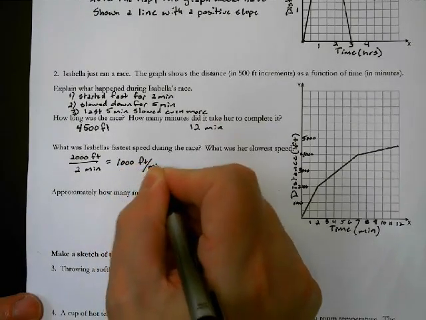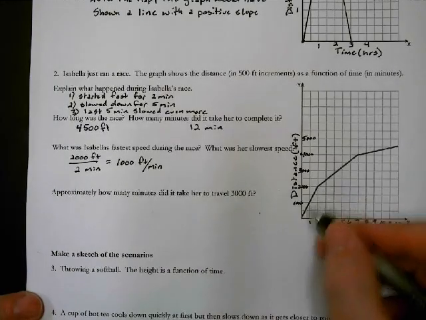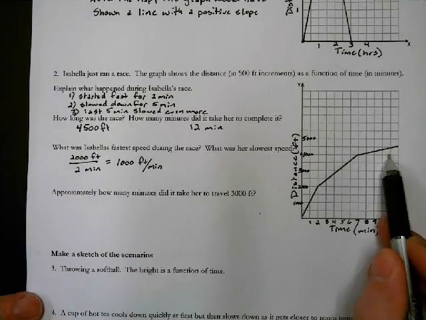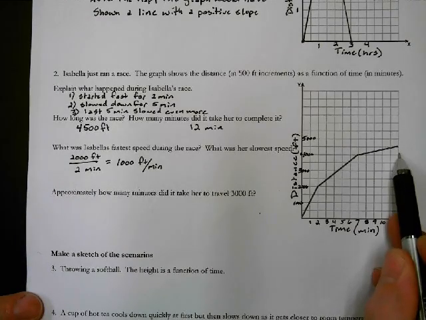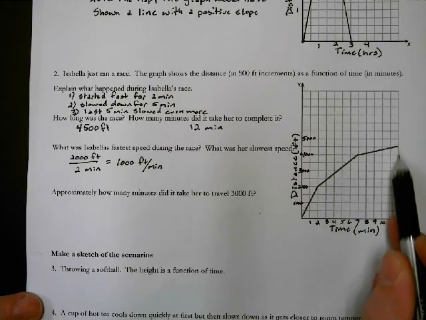So that was her fastest speed. That was this section here. Her slowest speed is over here. And in this section, she only went 500 feet in 5 minutes. So she went from here to here. So that's only an extra 500 feet. And it took her 5 minutes to do it.